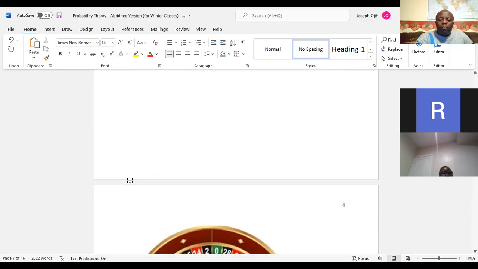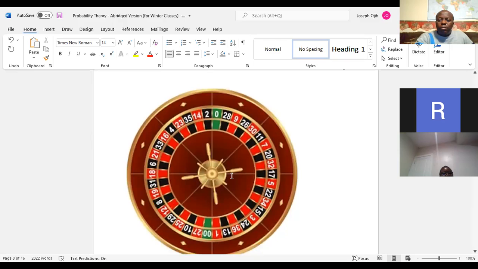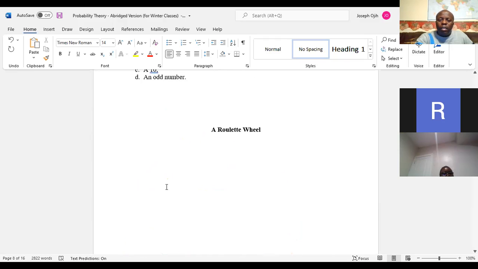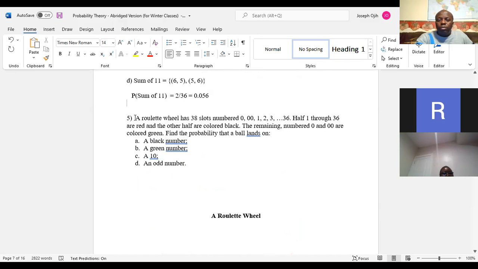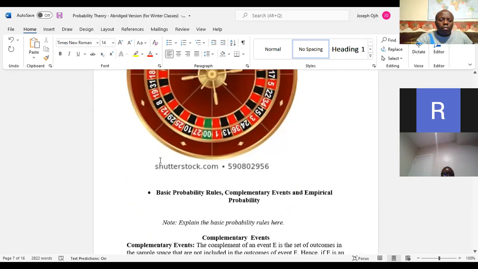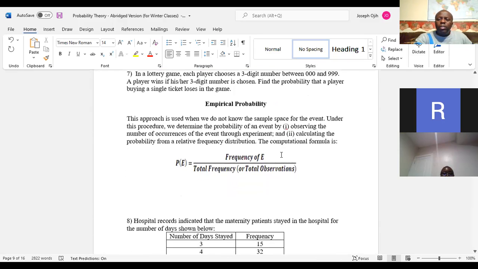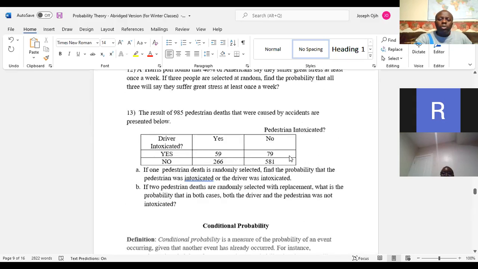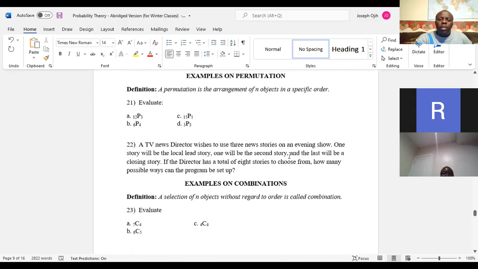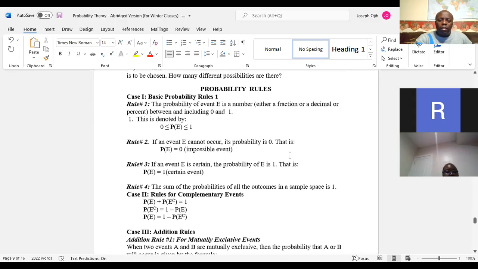And I have the roulette here. So you can get the numbers here and calculate it to answer this one as a practice for you, just for practice. So let's look at what they call the basic rules, basic probability rules, and then complementary events. So these are those rules. Those are the rules that we bear in mind when we solve probability.